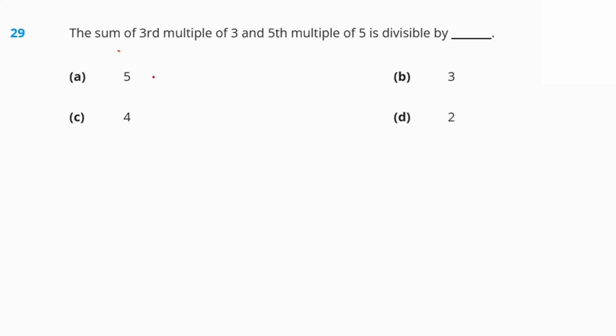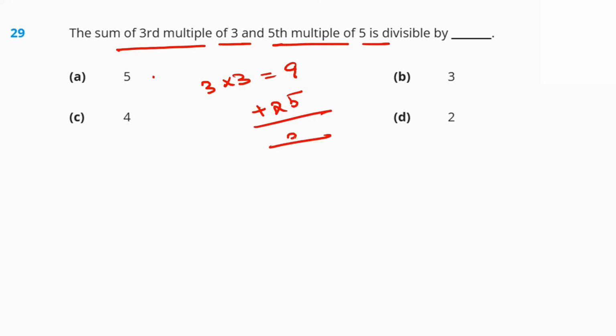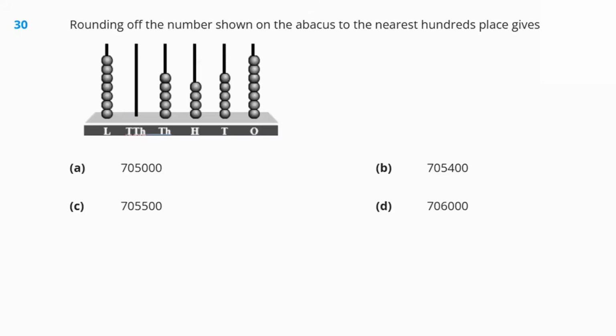Question number 29. Find the third multiple of 3. Third multiple of 3 is 3 times 3, that's 9. Fifth multiple of 5, that's 25. If you add them, 25 plus 9 gives you 34. So 34 is divisible by which number? 5, no. 4, no. 3, no. 2, yes. So 2 is the answer.